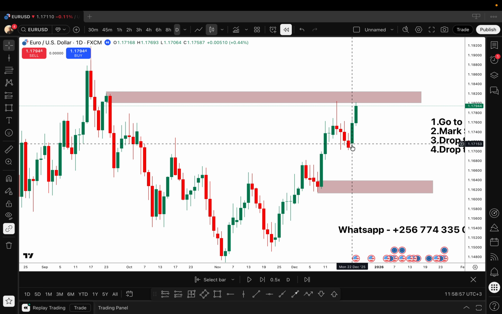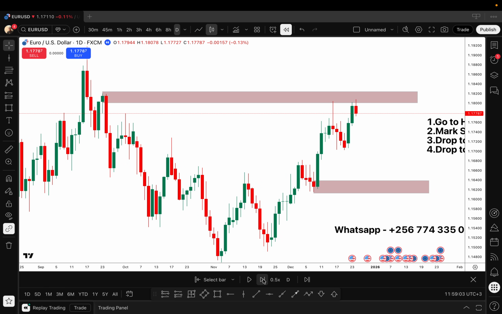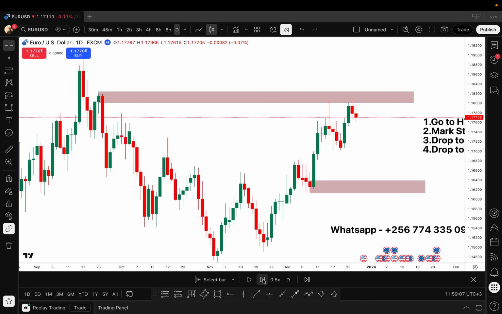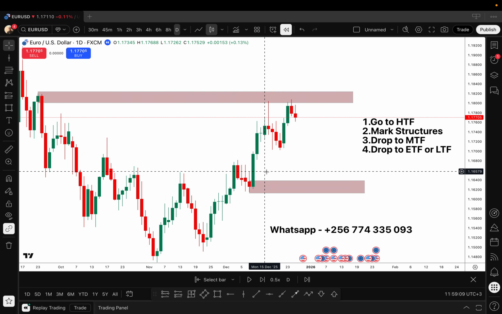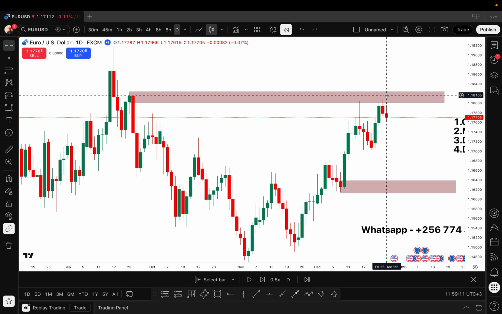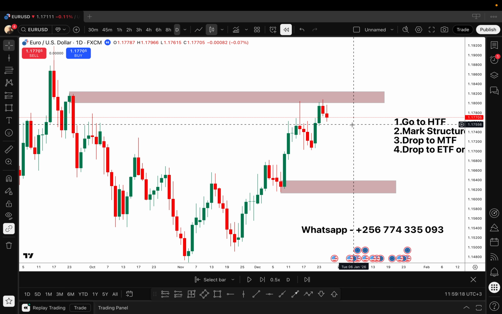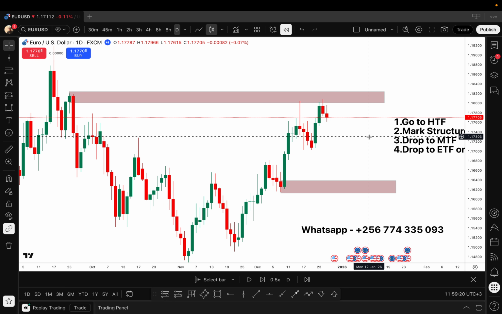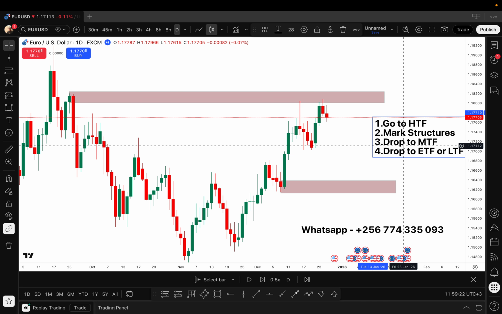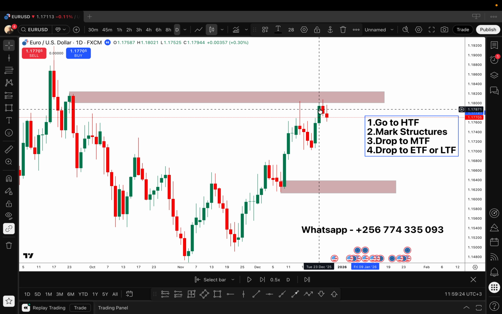Now the next 2 days we have bullish momentum to the upside. Good. Let me play again, we get that bearish candle, and then we get another bearish candle. Now after touching the supply zone again, we get one candle and another bearish candle. This one is our confirmation to drop down to the medium time frame and see what is happening, because we are at our supply zone.